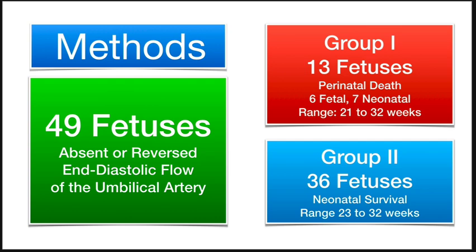The gestational ages for Group 1 were between 21 and 32 weeks, and for Group 2, 23 to 32 weeks.